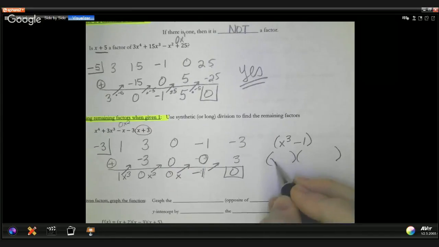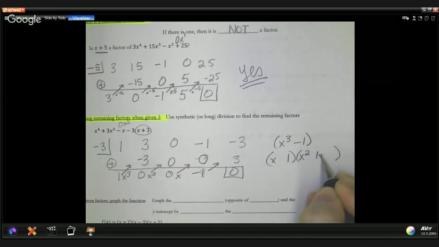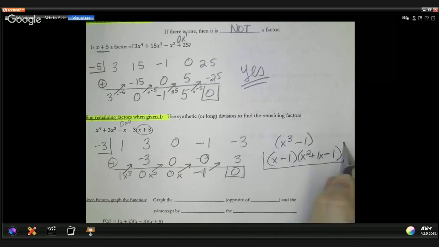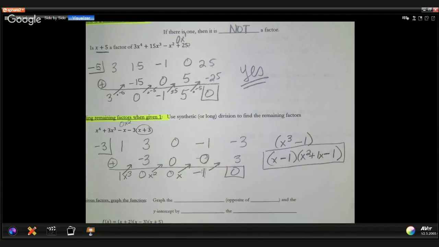So first one, second one, first one squared. First one times the second one, second one squared. First sign's the same, second sign's not, last sign's always plus, and here's what you got. So these are the remaining factors, given we already knew what one of them was. So again, what we did was we used synthetic division to find our polynomial, which was x to the 3rd minus 1, and then you factored that.